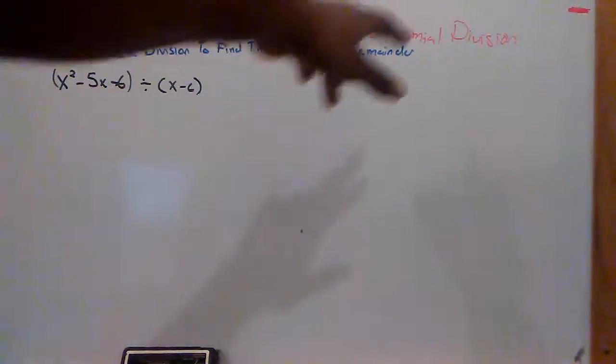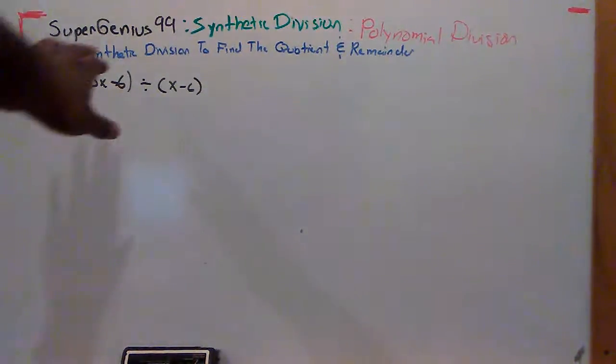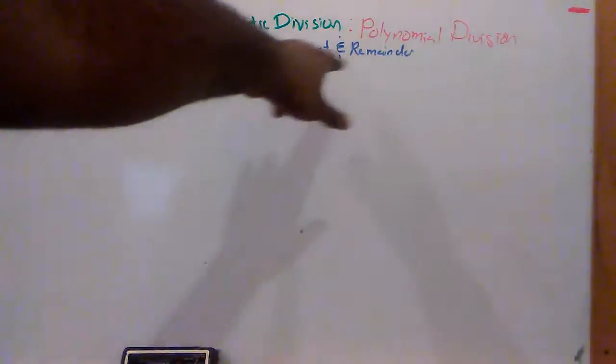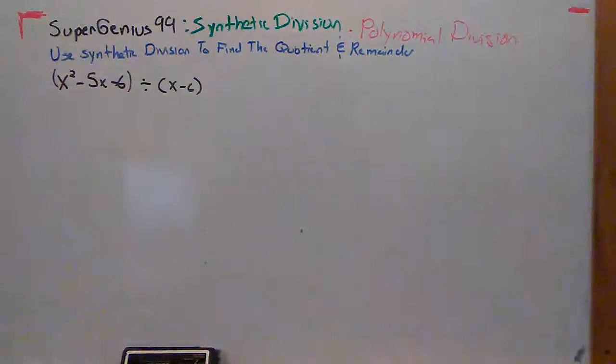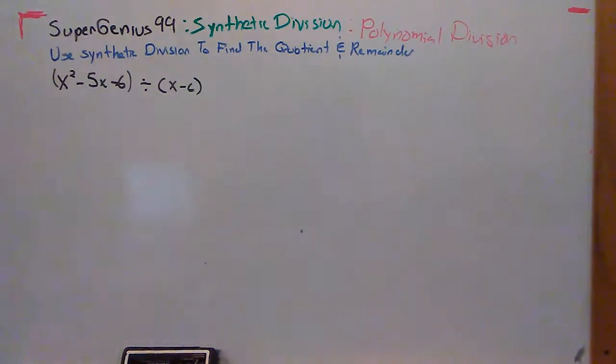Today we're going to be doing synthetic division as a part of polynomial division. Let's read the instructions and jump right into it. Use synthetic division to find the quotient and the remainder. Okay, so here's our problem: x squared minus 5x minus 6 divided by x minus 6.